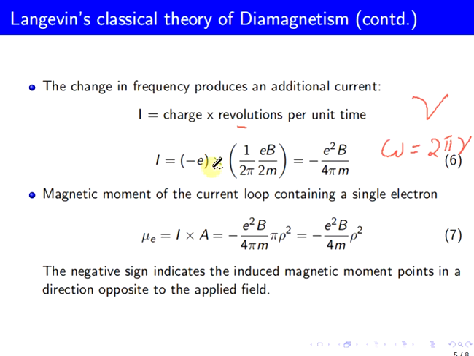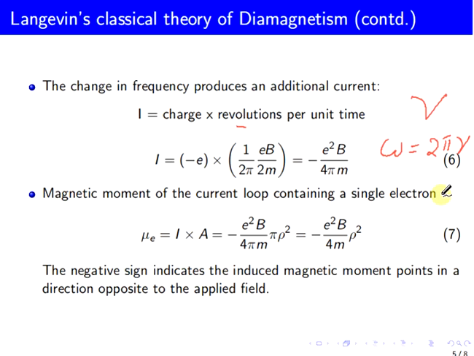So this is charge into the additional frequency term, that is omega, EB by 2m, by 2 pi. So that gives the current produced due to this changing frequency. So this expression is E square B by 4 pi m. So there is a negative sign.